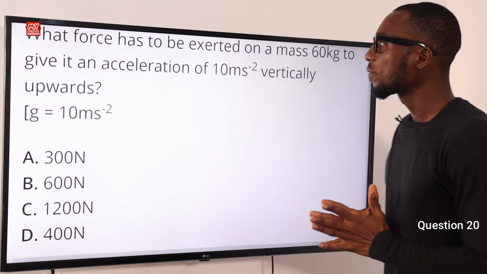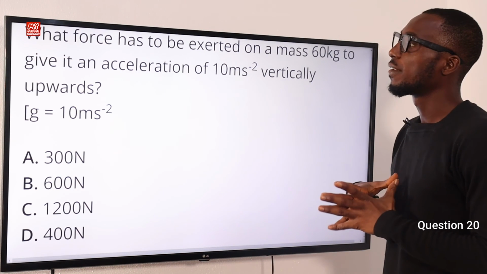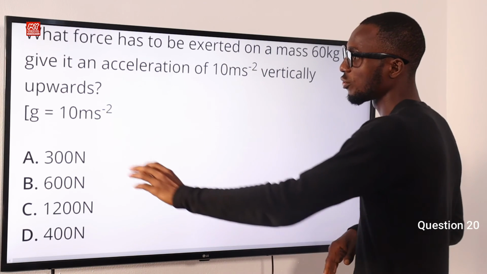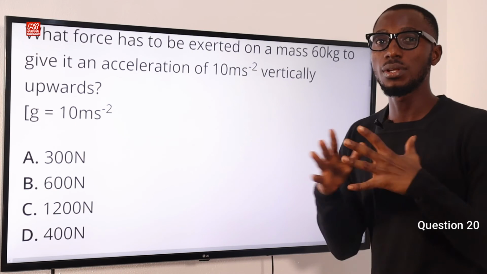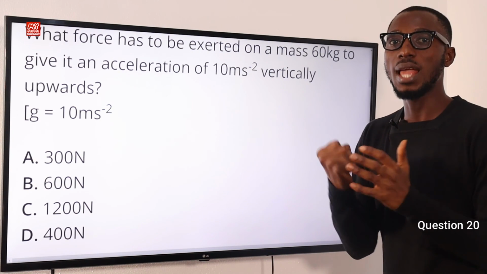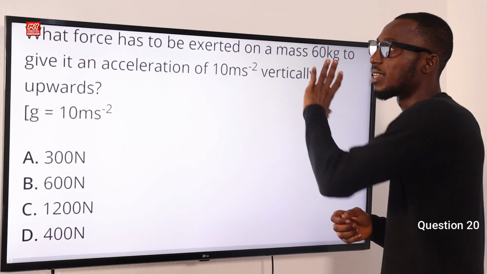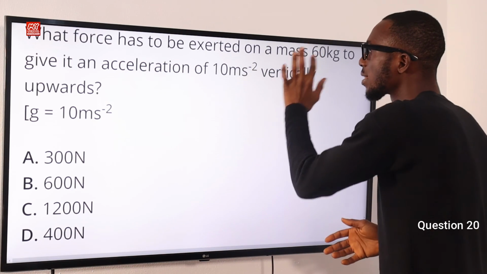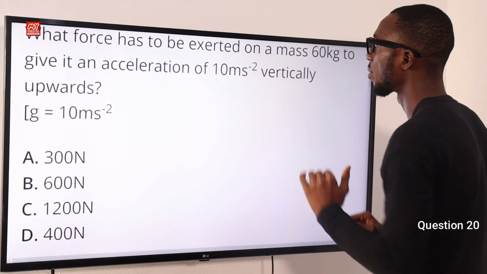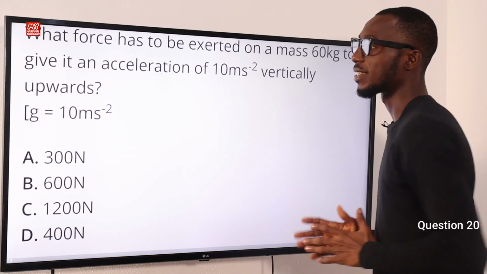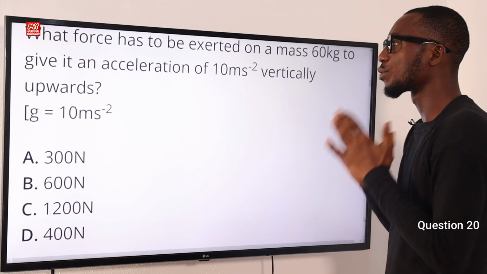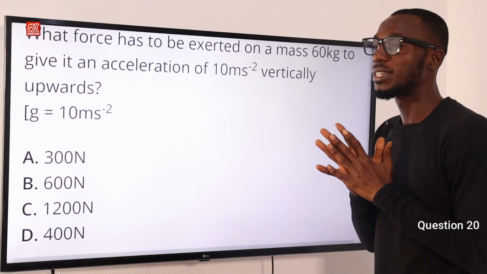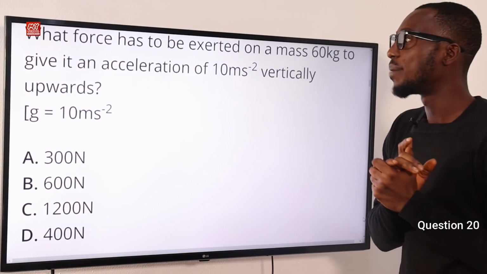Question 20. What force has to be exerted on a mass of 60 kilograms to give it an acceleration of 10 meters per second square vertically upward? Acceleration due to gravity, g, is given as 10 meters per second square. All you have to do is very simple. Use the formula F equals ma plus mg, where the mass is 60 times a, that is 10, that is 600. Remember I said F equals ma plus mg. So already we have ma as 60 times 10, that is 600. You add it up plus mg. mg is still 60 times 10, that is 600. So 600 plus 600 gives you 1,200. Remember the unit of force is Newton. So the correct option here is option C, 1,200 Newton, using the formula F equals ma plus mg.